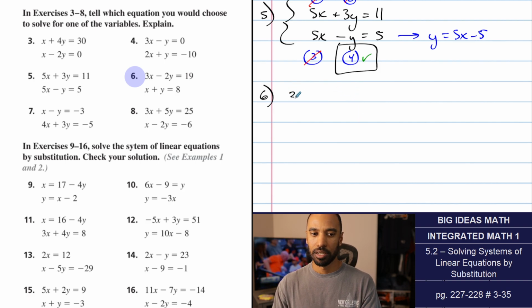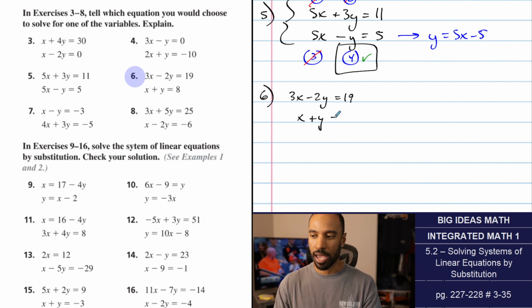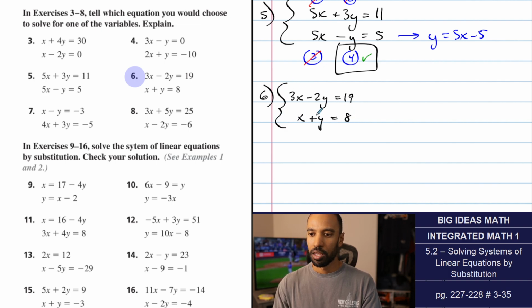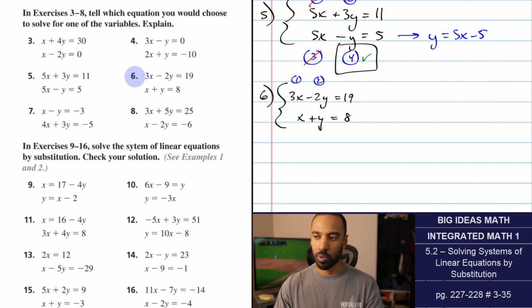Number 6, 3x minus 2y equals 19. X plus y equals 8. I'll be straight with you. Equations 1 and 2, if I consider the top one equations 1 and 2, don't love them.